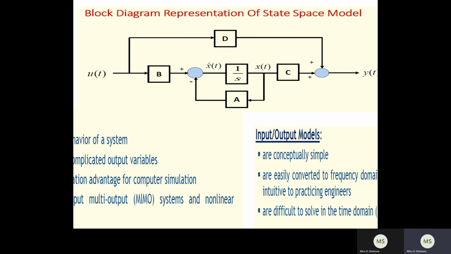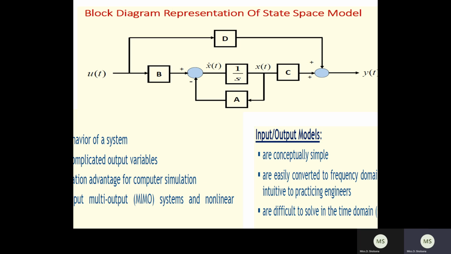So now you can see what the differences are between the input output model and the state space model. Input output model is also called the transfer function model. By using a state space model, we can consider the internal behavior of the system. We can also analyze the internal behavior of the system, and it is easy to incorporate complicated output variables. It also has a significant computation advantage for computer simulations. That is another advantage. And it can also represent multiple input and multiple output systems.